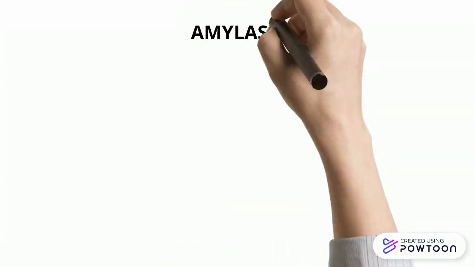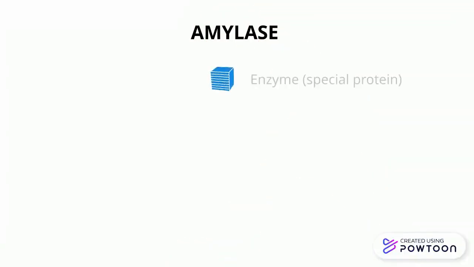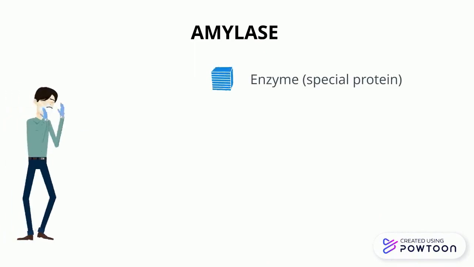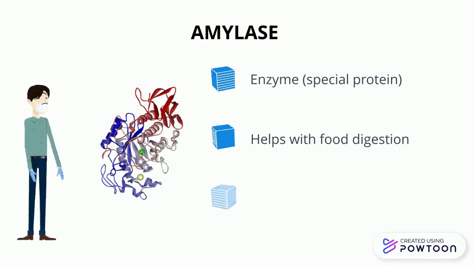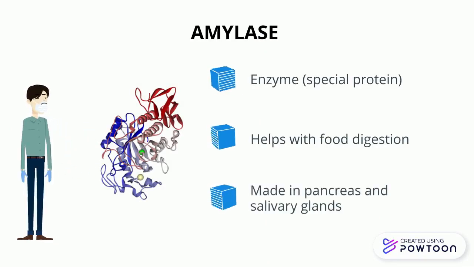Let me give you a quick little example. Amylase is an enzyme, or a special protein. It's hard to believe, but that weird looking thing right there actually helps us with the digestion of food. Most of our amylase is made in the pancreas and salivary glands.